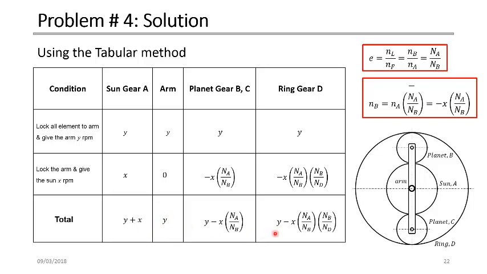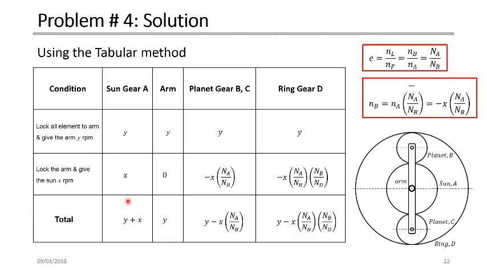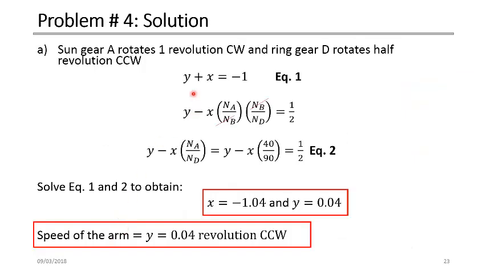If it says in the problem that the ring gear is fixed, it means that this value here is equal to 0, because the speed of this ring gear is equal to 0, and so on. So the first condition was the sun gear A rotates 1 revolution in the clockwise direction. It means that it's negative. If I go back here, the sun gear speed is Y plus X. So the sun gear speed is 1 plus X equal to negative 1. Why negative? Because it's in the clockwise direction. And 1 because it's given here as 1.